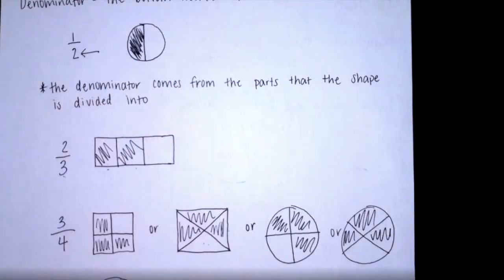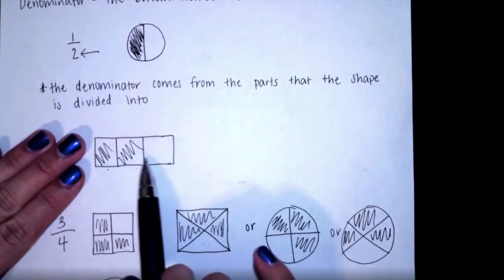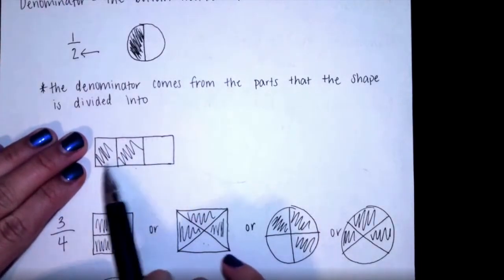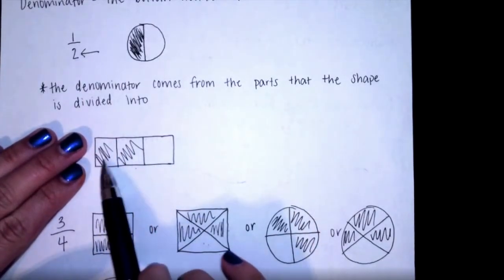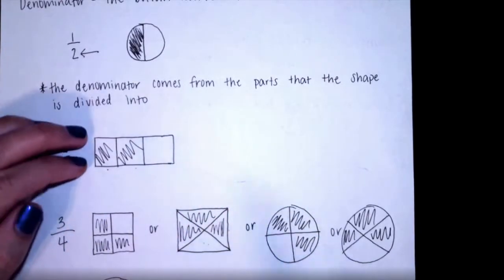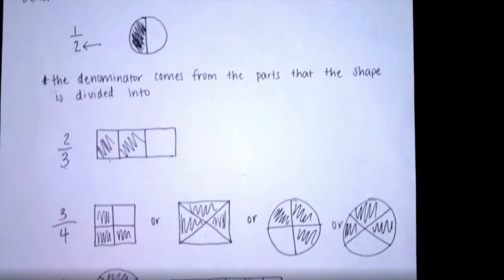Okay? So if you were just given this shape, this rectangle, and you were asked to write a fraction, you could know your denominator because you could count the parts, 1, 2, 3, and then for the shaded, 1, 2. All right? So this is very important. The denominator comes from the parts that the shape is divided into.